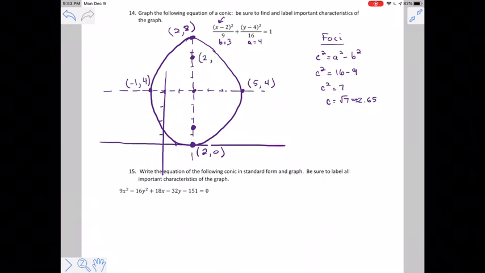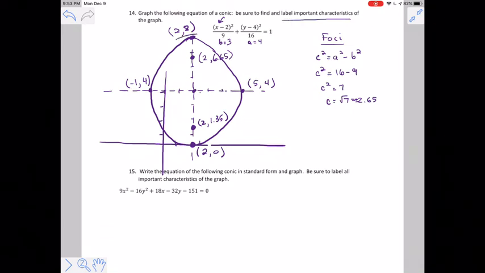So this one is 2, and then we went up 4 to get to this middle point, and then we went up another 2.65. So that's 6.65. Now, this point here, we went up 4, but then down 2.65. So if you subtract 4 minus 2.65, you get 1.35. So 2 and then 1.35 for the two foci.